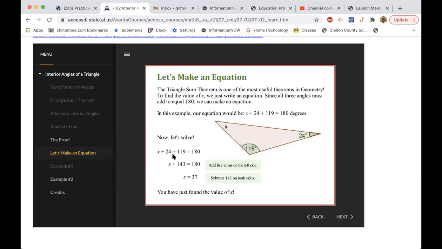This is how it would look if you used an equation. Sometimes you have to use an equation when you have expressions in here. But since we don't have any expressions, we could just take our calculator and type 180 minus 119 minus 24 equals, and it would give us 37. Or we could add 119 plus 24 to get 143 and subtract that from 180.